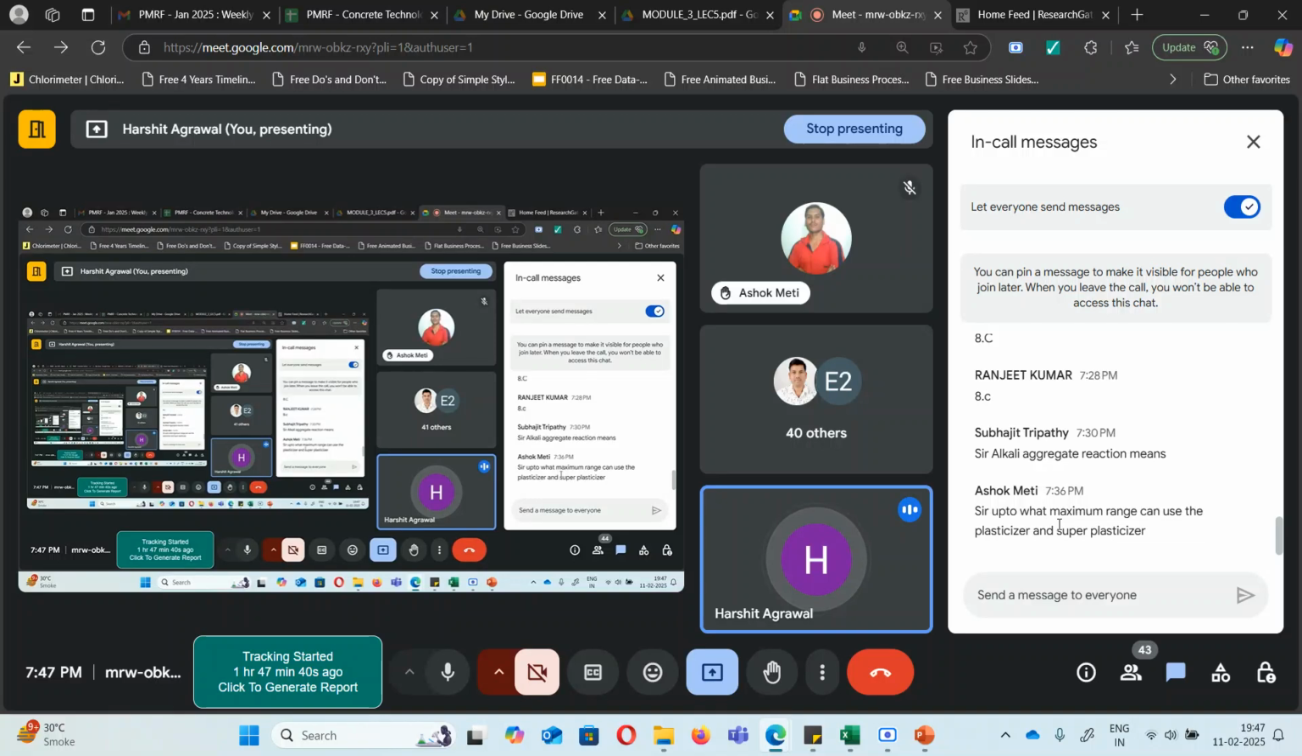So generally, these admixtures are used in a very low range, like 1%, 2%. 5% is a very large quantity. Generally, we add 1% by weight of cement or 1.5% by weight of cement. Up to that limit only they go. Maybe 2%, 2.5% they can also go, but they are added in a very small quantity, not much.